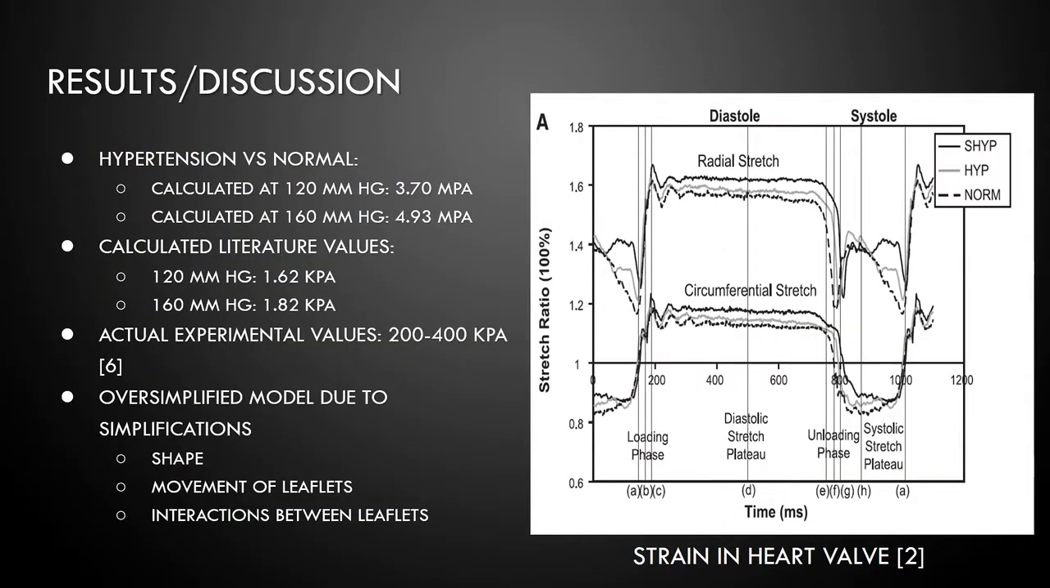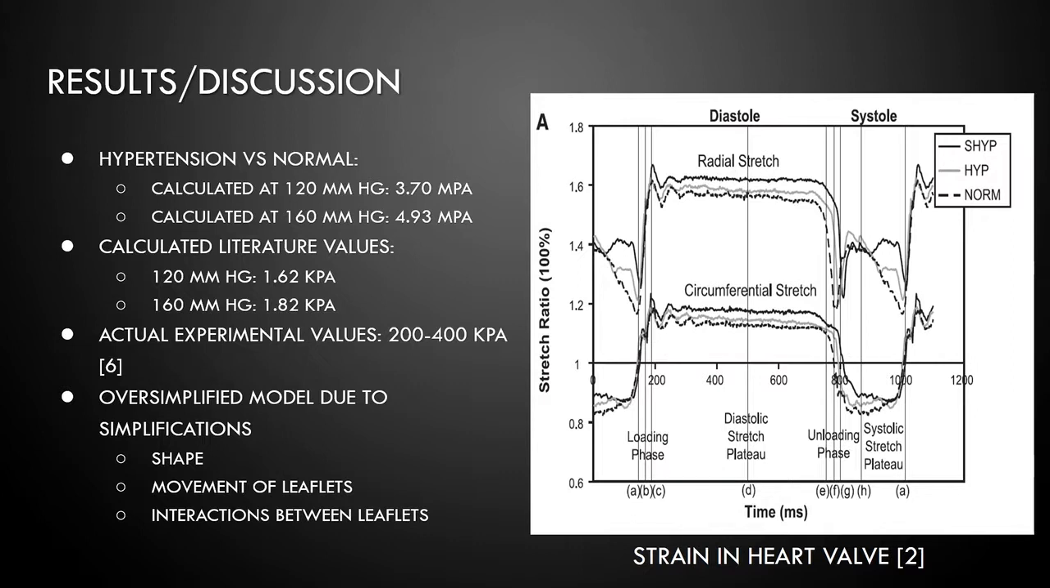So after using the equations from the last slide to calculate stresses at normal blood pressure, 120 millimeters of mercury of pressure, we found that it was 3.7 millipascals of radial stress, and then at 160 millimeters mercury pressure, hypertension, we found that it's 4.93 megapascals stress. We're using our calculated literature values. We also found that it was 1.62 kilopascals and 1.82 kilopascals. So even though these are off by about 3 orders of magnitude, the stress still did increase in both cases.